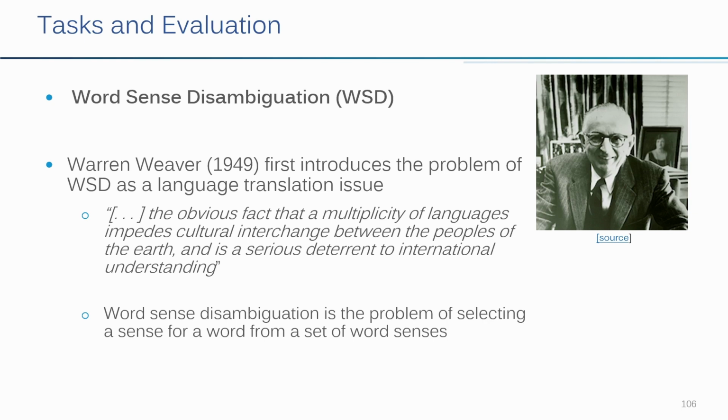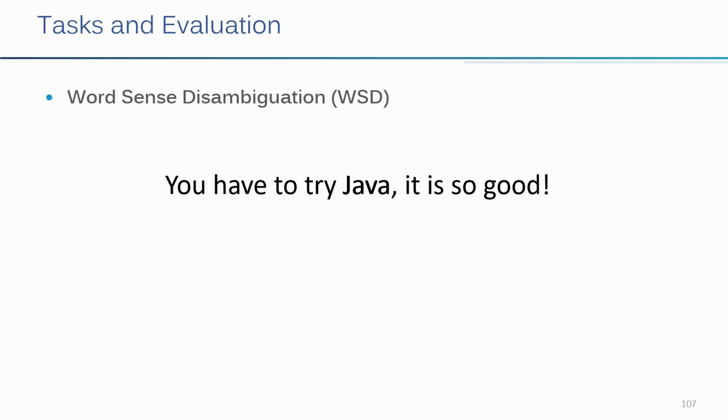Word sense disambiguation is another task that deals with word similarity or relatedness. It's probably one of the first tasks in computer science. This is just a phrase from Professor Warren, who said the obvious fact that a multiplicity of languages impedes cultural interchange between the peoples of Earth, and is a serious deterrent to international understanding, which is, I think, a quite neat sentence.